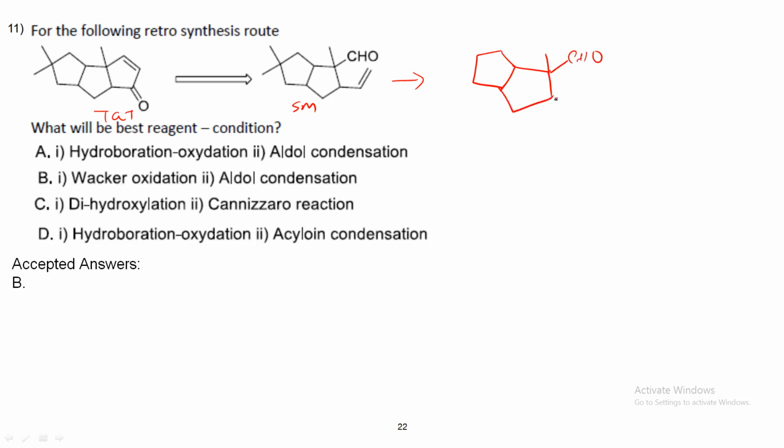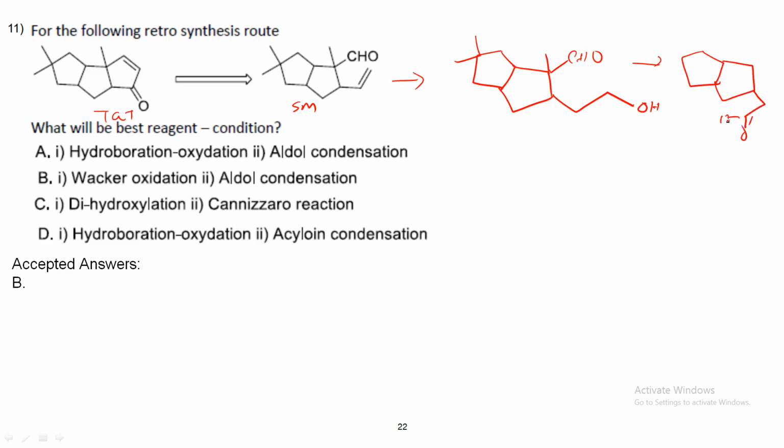So with hydroboration oxidation, a terminal alcohol would be formed. After this first step, then aldol condensation. No aldol condensation is possible over here, but let's see, if we oxidize it one step further and make it an aldehyde.